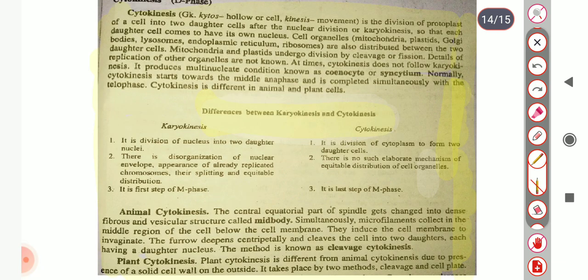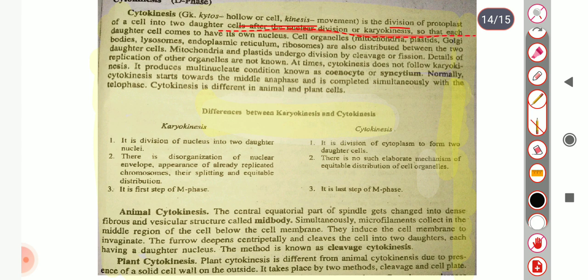Next, we come to cytokinesis. Cytokinesis is the division of the cell and division of protoplast into daughter cells, following karyokinesis, so that each daughter cell gets its own nucleus. Cell organelles like mitochondria, plastids, and Golgi bodies are also distributed between the two daughter cells, and mitochondria and plastids undergo division by cleavage. This is known as cytokinesis, which is followed by karyokinesis. Cytokinesis does not always follow karyokinesis.